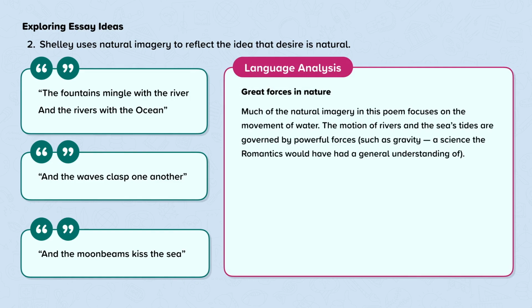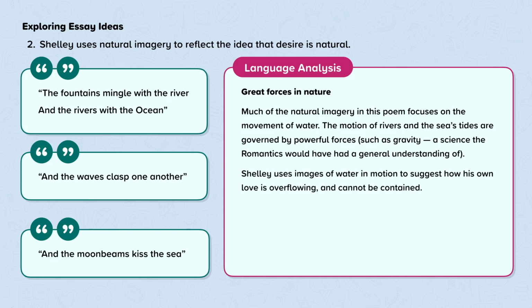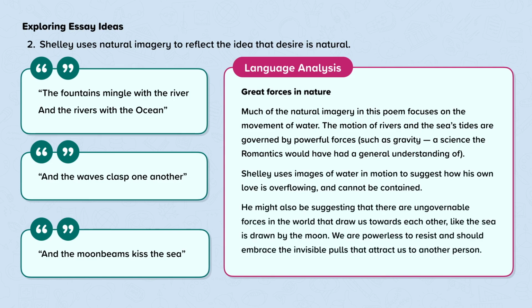Much of the natural imagery in this poem focuses on the movement of water. The motion of rivers and the sea's tides are governed by powerful forces, such as gravity, a science the Romantics would have had a general understanding of. Shelley uses images of water in motion to suggest how his own love is overflowing and cannot be contained. He might also be suggesting that there are ungovernable or uncontrollable forces in the world that draw us toward each other, like the sea is drawn by the moon. We are powerless to resist and should embrace the invisible pulls that attract us to another person.